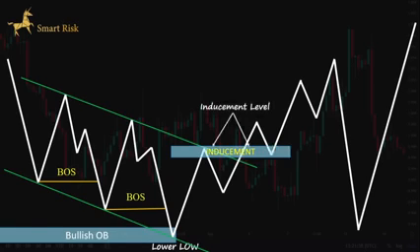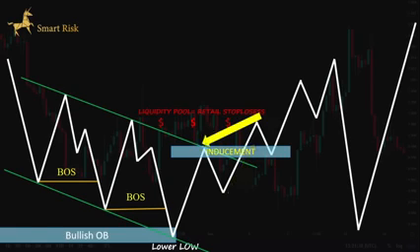We can consider this area as an inducement level. It is obvious that most of the retail traders who trade based on chart patterns will get into the market by sell orders at this point, where price touches the channel's top line, and they also create this liquidity pool by setting their stop losses here. As you know guys, market makers always want to sweep the liquidity of the market, so in this scenario, they pushed price to the upside, and as you can see price broke this structure, and also broke the channel to the upside, and hit the stop losses of retail traders, and gained more momentum.